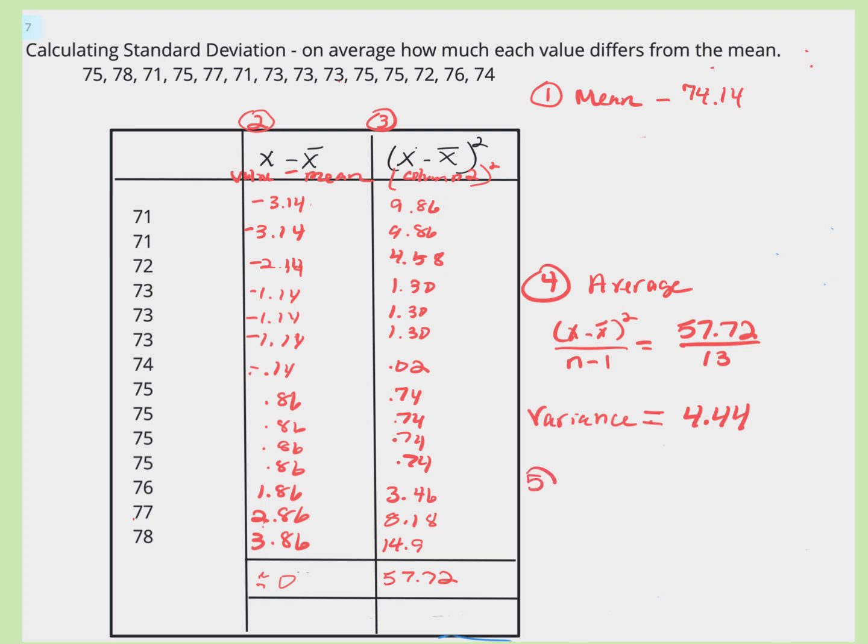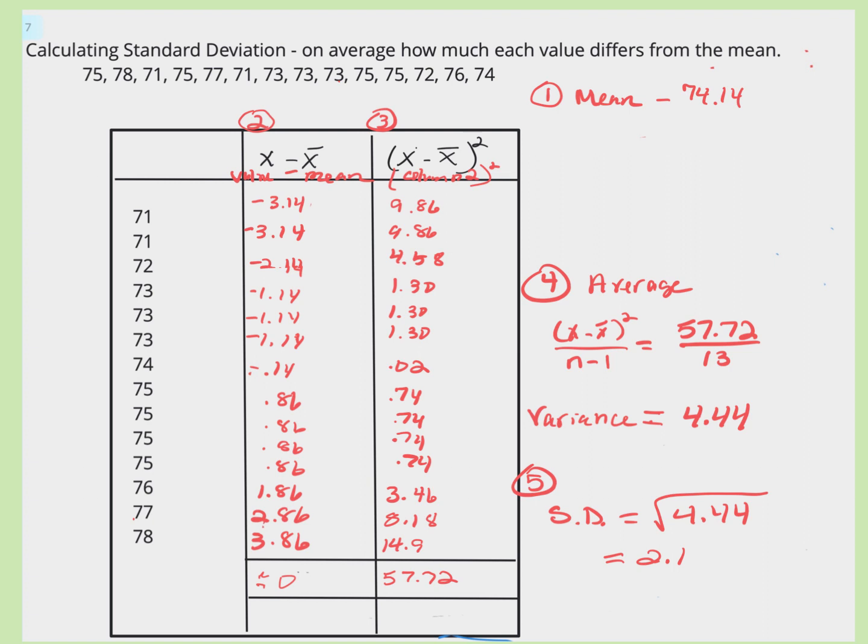And then finally, in step 5, we can calculate the standard deviation. I'm going to use SD to represent that. The standard deviation is the square root of that variance, that 4.44. So we're going to take the square root of that value. And it looks like our standard deviation for this particular problem is 2.1, which tells us that the values we have here for these heights vary from the mean. The mean was 74.14, and they vary from the mean on average by 2.1.